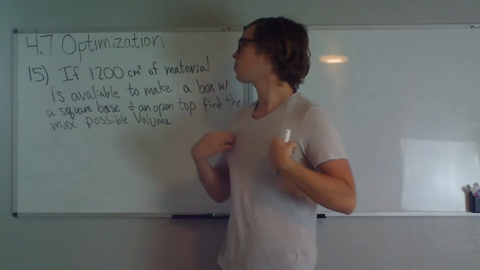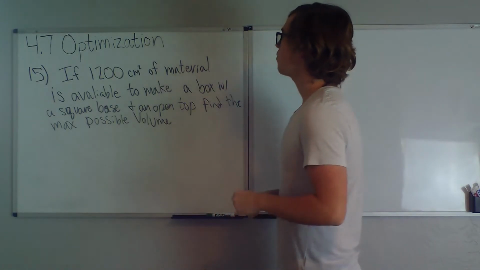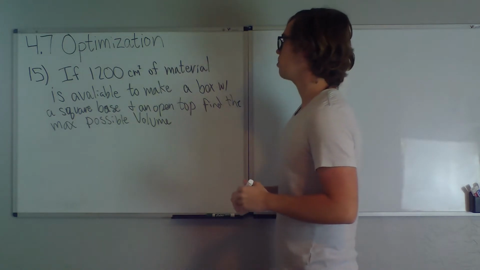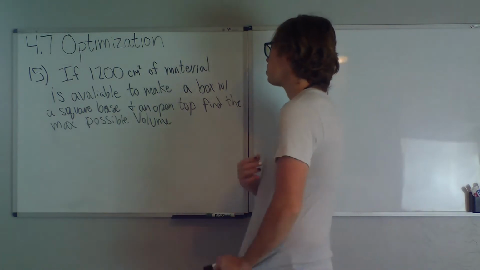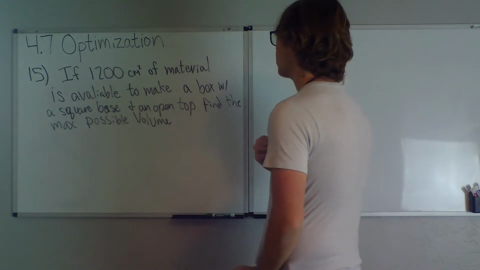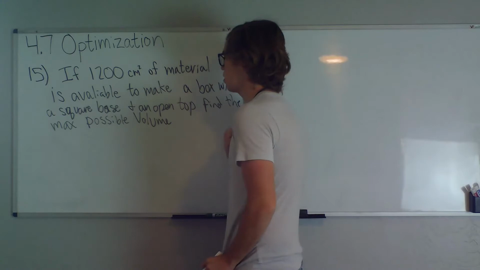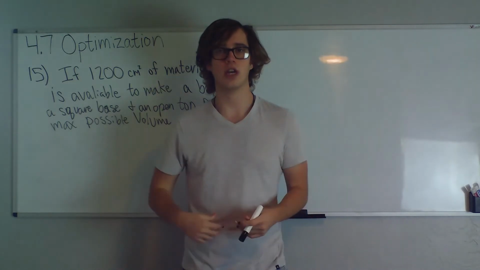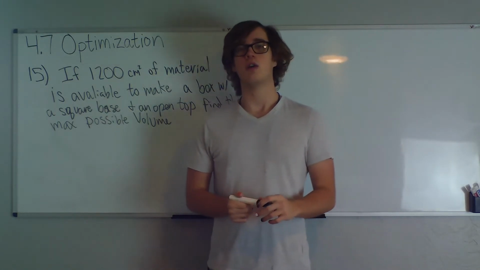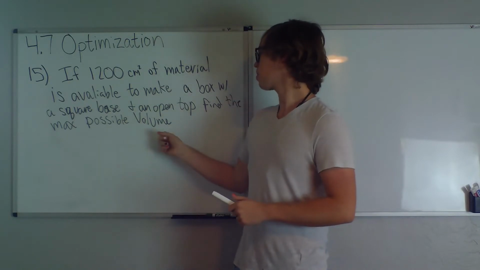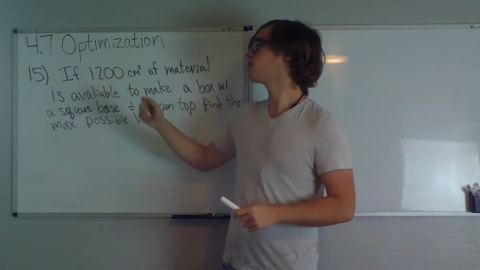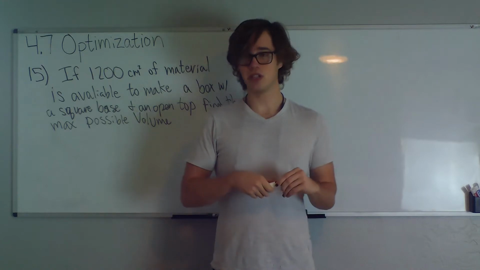Now to the practice problem. We're doing number 15. If 1,200 centimeters squared of material is available to make a box with a square base and an open top, find the max possible volume. Okay, so now we go through our checklist. What are we trying to find? We are trying to find the max possible volume with 1,200 centimeters squared of material.